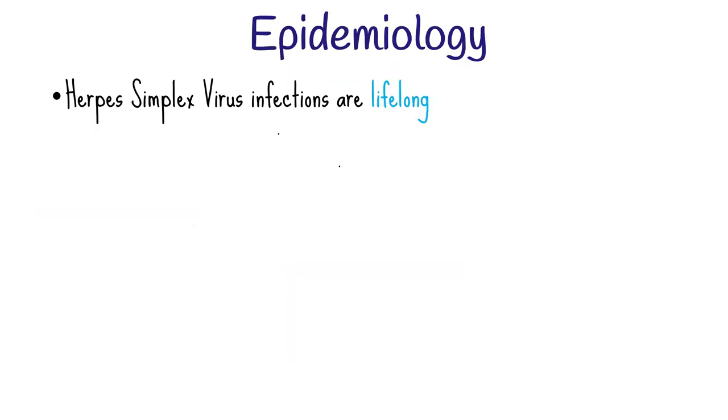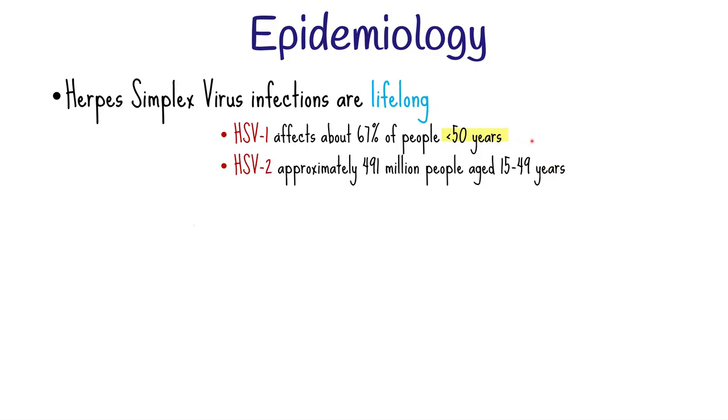Both herpes simplex virus 1 and herpes simplex virus 2 infections are lifelong. A lot of people are affected by herpes globally. About 67% of people below the age of 50 years, which equates to 3.7 billion people, have HSV1. An estimated 491 million people aged 15 to 49 worldwide have herpes simplex virus 2 infection.